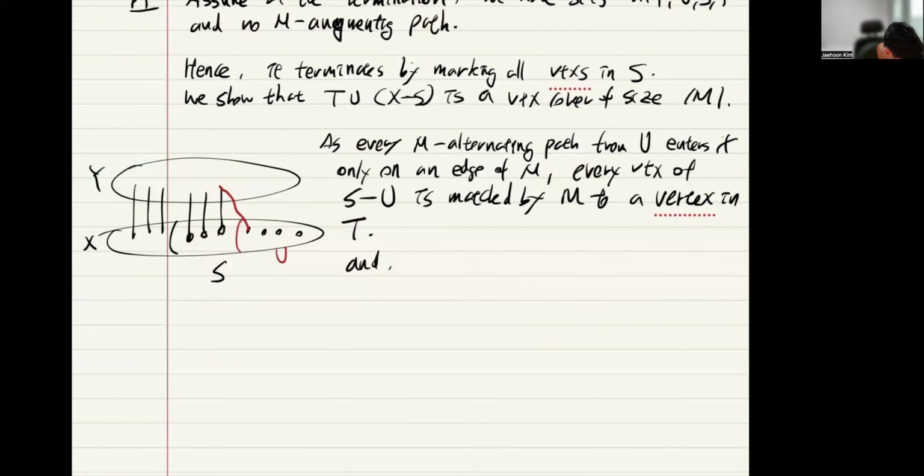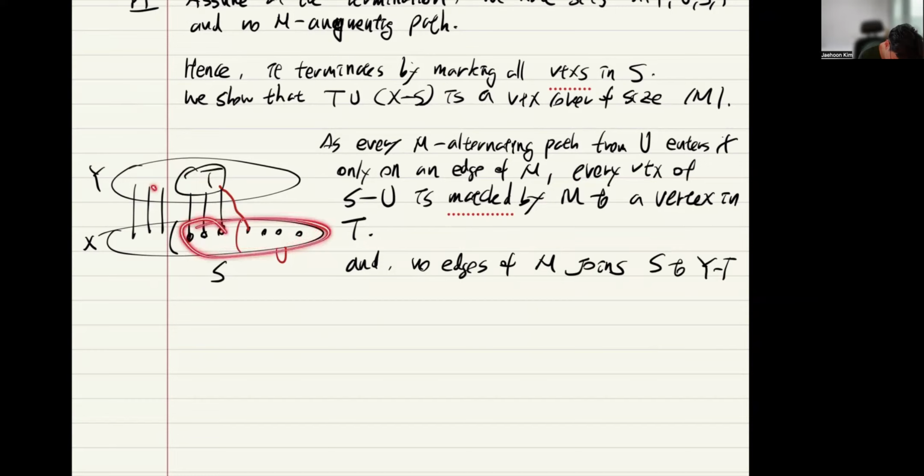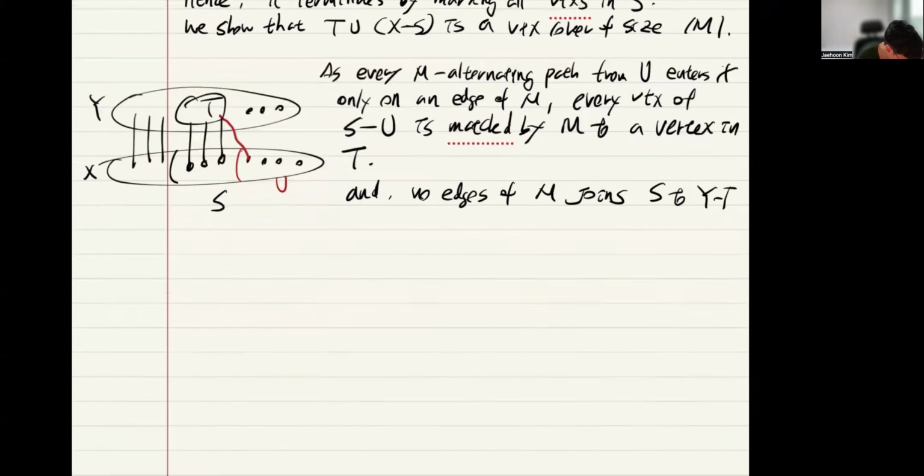And what do we know? No edges of M join S to Y minus T. So from here, let's say this is T, no edges of M are connecting these with the others. Because the vertices in T and the vertices in S minus U are already matched, and these are not matched. That means this part is not matched with any vertices in S.